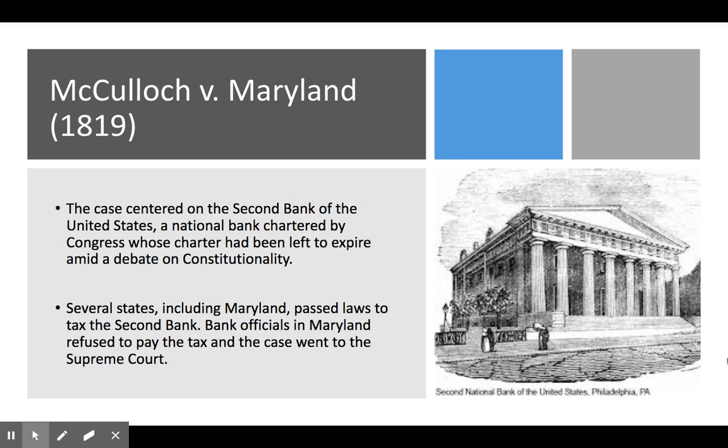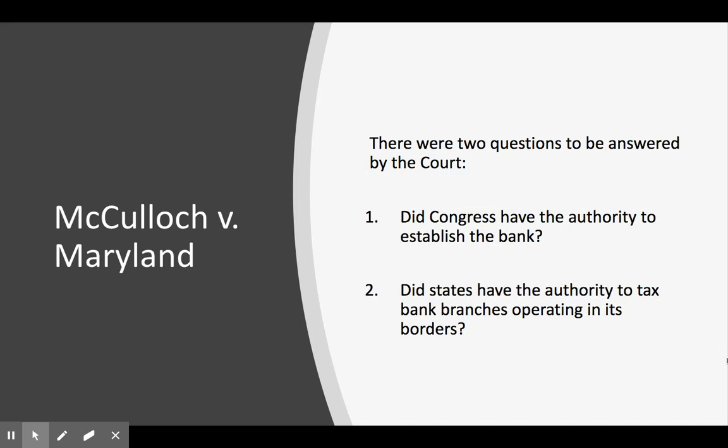Bank officials in Maryland, and this is where James McCulloch, who is the chief cashier of the Bank of the United States, comes in, is going to refuse to pay that tax, so the case is going to go to the Supreme Court. So there are two questions that the Supreme Court has to consider. The first is, does Congress have the authority to establish a Bank of the United States? And number two, did states have the authority to tax a bank branch operating in its borders?